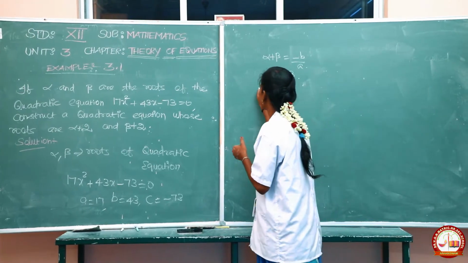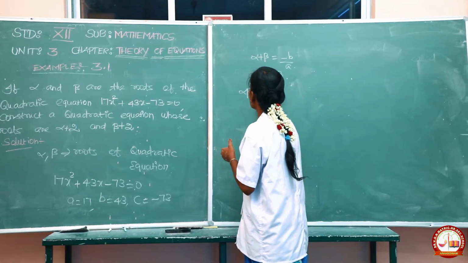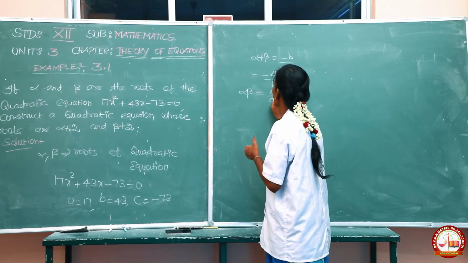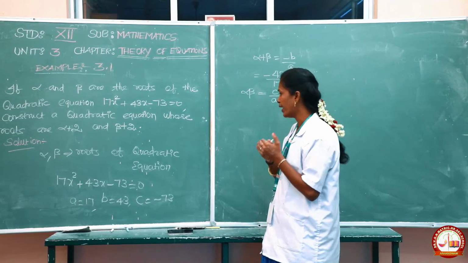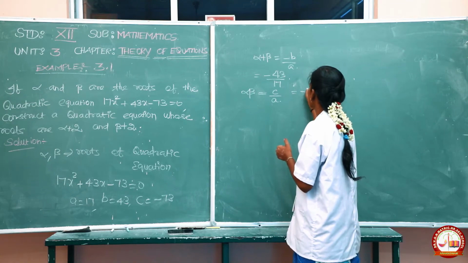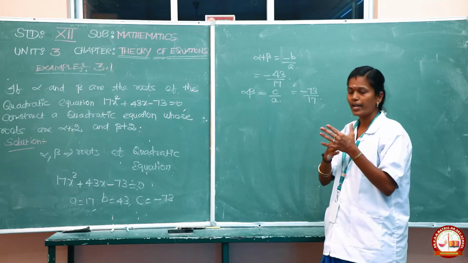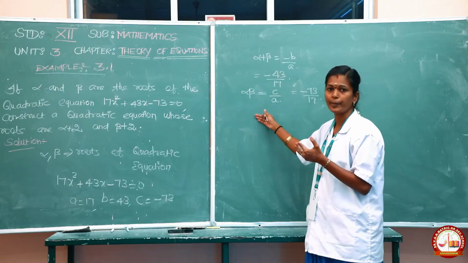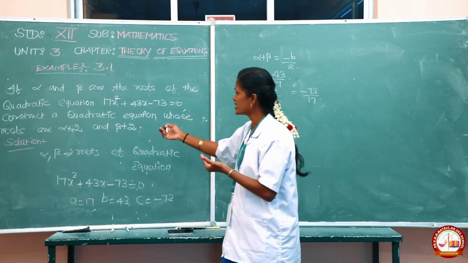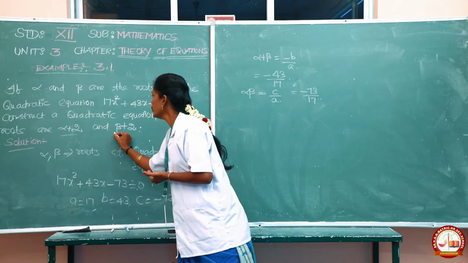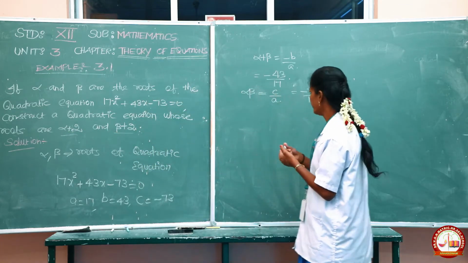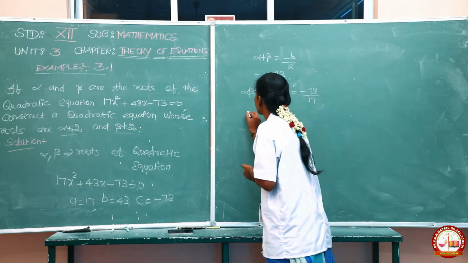Product of the roots alpha beta is equal to c by a, so minus 73 by 17. We have to find the two values, alpha plus beta and alpha beta. What are the roots given in the question? Alpha plus 2 and beta plus 2. Now we have to find those values.